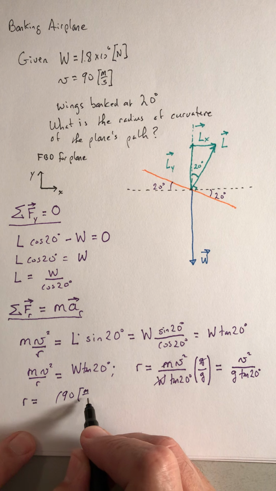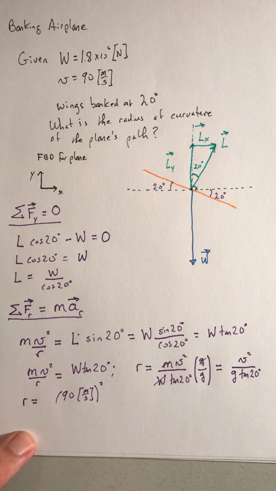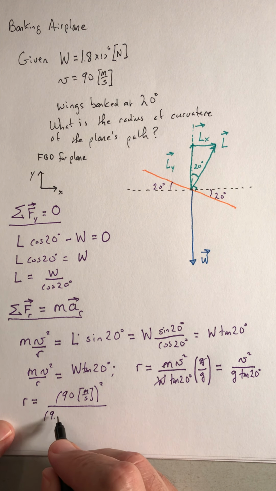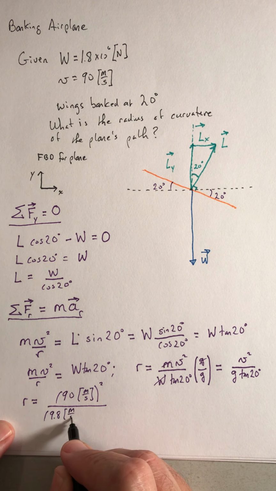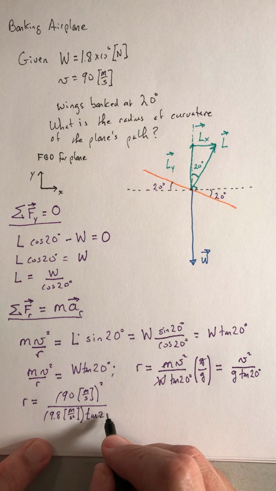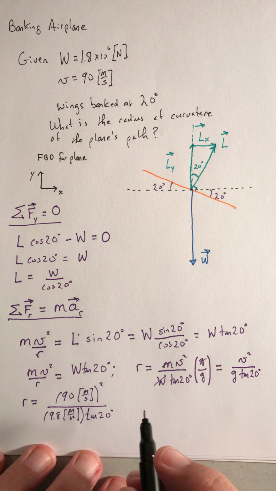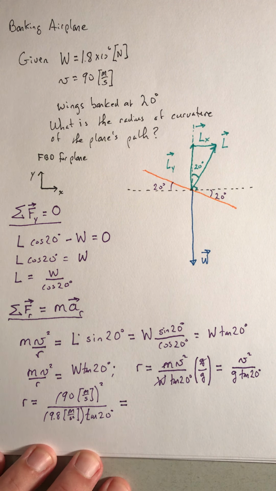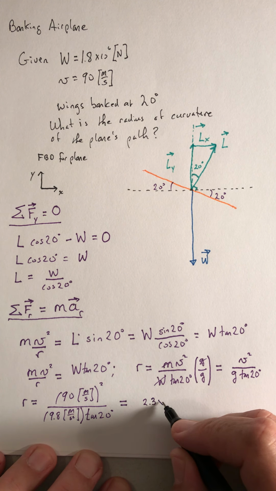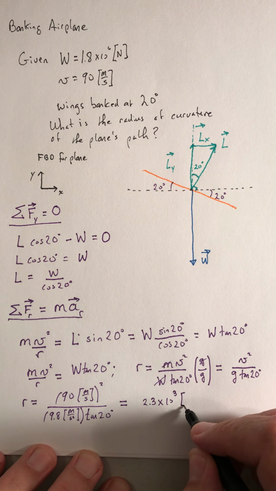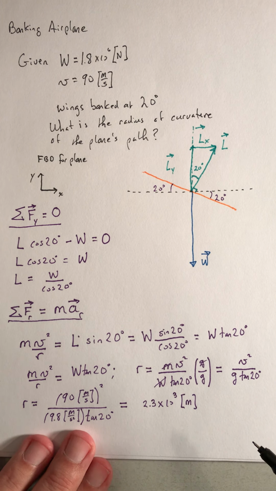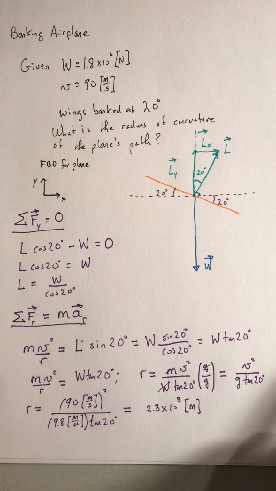So the speed, 90 meters per second, and you just square that. The airplane is on Earth, 9.8 meters per second squared, and I have a tangent of 20 degrees, just a pure number. That's going to give me, when I put it in my calculator, 2.3 times 10 to the 3 meters, so a little bit over 2 kilometers, which seems pretty realistic for airplanes.